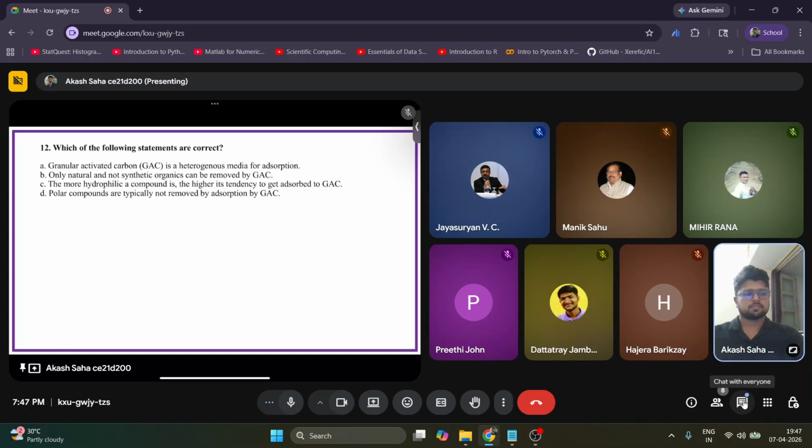Again, which of them are correct? A: Granular activated carbon is a heterogeneous media for adsorption. B: Only natural and not synthetic organics can be removed by granular activated carbon. C: The more hydrophilic a compound is, the higher its tendency to get adsorbed to GAC. D: Polar compounds are typically not removed by adsorption. So which of them are correct?